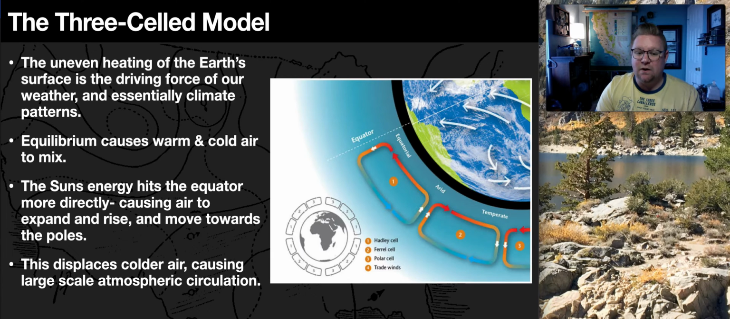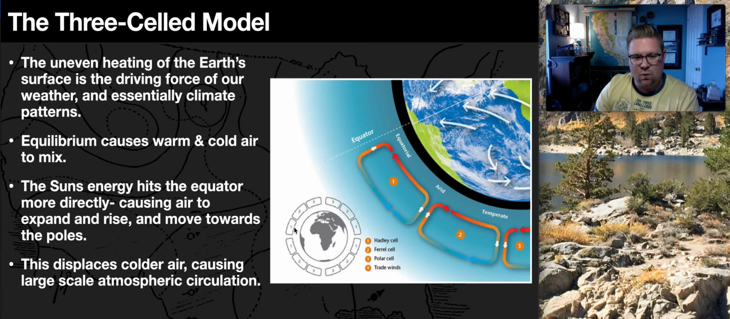So the three-celled model introduces us to these: the Hadley cells, the Ferrel cells, and the polar cells. These cells are convectional in their action, in the fact that hot air rises and cold air sinks. But what's interesting is you have to imagine that each cell is like a tube that wraps all the way around the Earth. So it's not just in one spot, it wraps all the way around. We'll talk a little more about it in a moment, but I just want to introduce it.